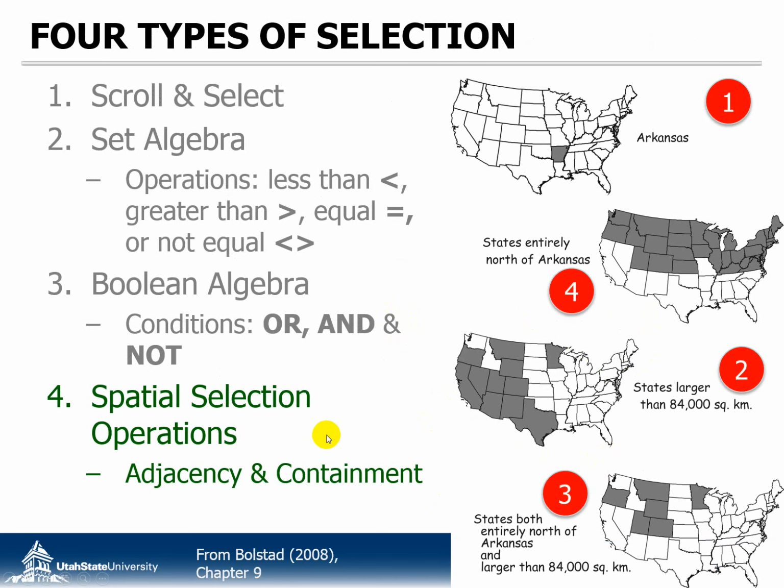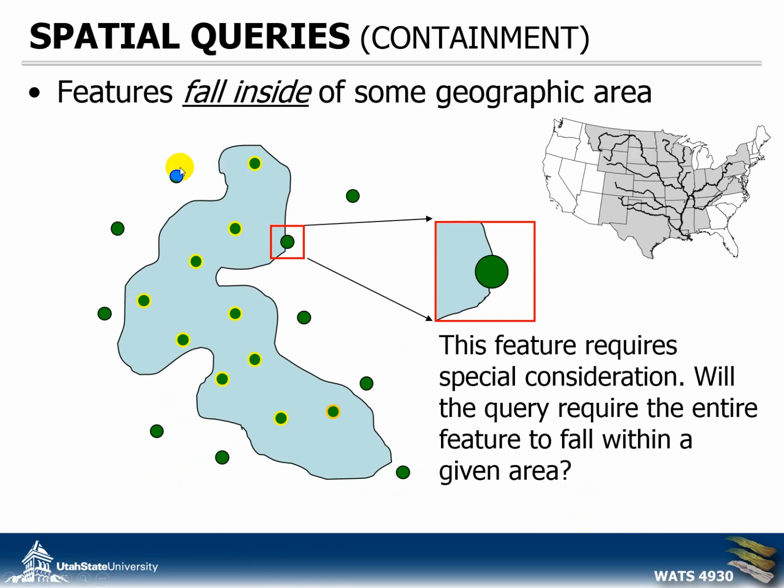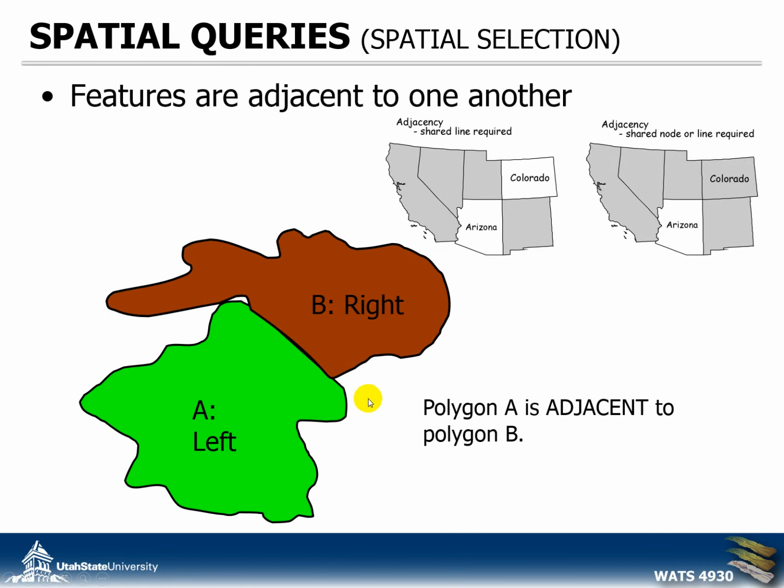Finally, we have spatial selection operations. These can be simple things like just highlighting an area on your map, or they could be things that depend explicitly on location. There's this notion of containment, so you could select all features that fall inside some geographic area. I have a layer of dots: return for me all the dots that fall inside this polygon, for example.